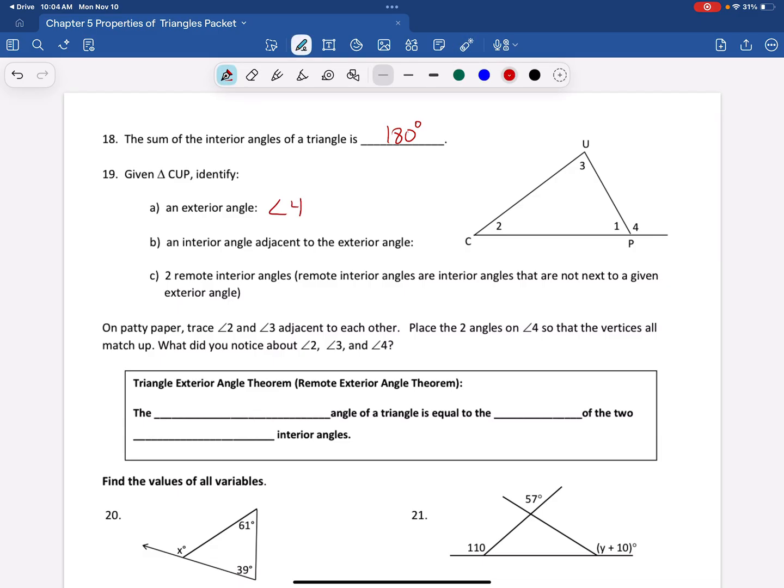Angle 4 is the exterior angle. The interior angle that's adjacent to that is angle 1. Because remember, adjacent means to touch. So angle 4 right here touches angle 1, and they share a side. They share UP as a side. All right, so then the two remote interior angles, meaning they are the two angles, what I used to say, farthest from angle 4. So the two angles farthest from angle 4 are angle 2 and angle 3.